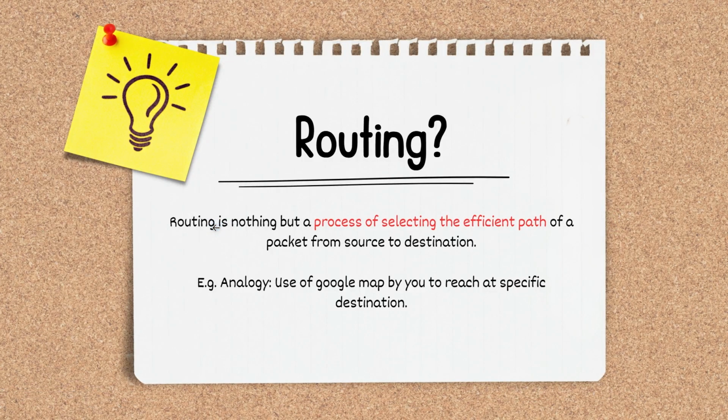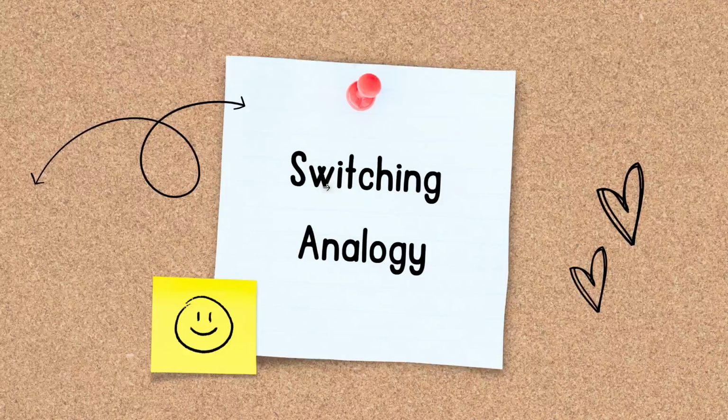Now, routing. Routing is nothing but the process of selecting an efficient path for the packet being taken from the source to the destination. The analogy is like using Google Maps to reach a specific destination. That is nothing but the concept of routing being applied. To start with routing, we'll first see the switching analogy, and then we'll map it, followed by the routing example.